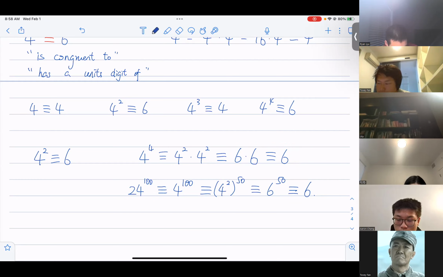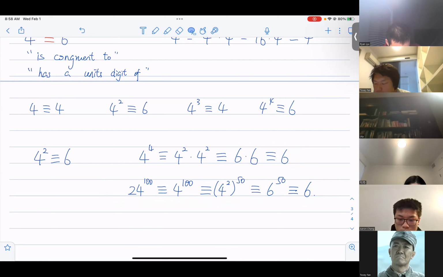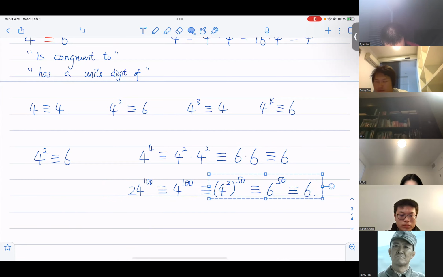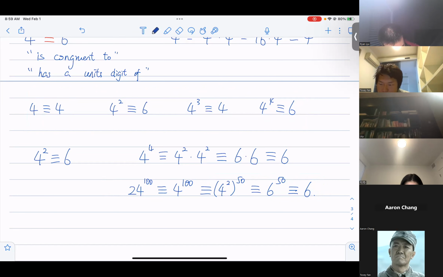Just notation-wise. Okay, this is also what should happen in your mind, right? When you see 24 to the 100th, you need to find a unit digit. You just need to look at the last digit. We know 4 squared is 6, and 6 times 6 is always 6. So we know that eventually we have 6. Okay, so we go from this pattern.